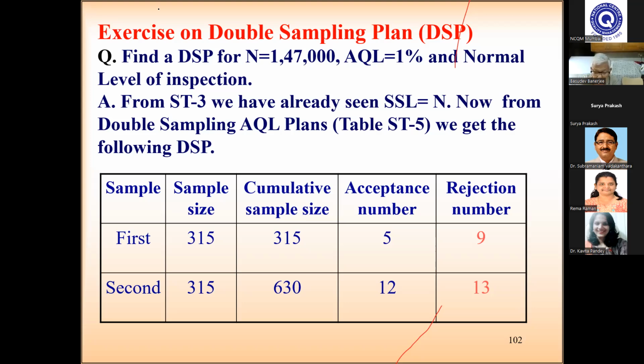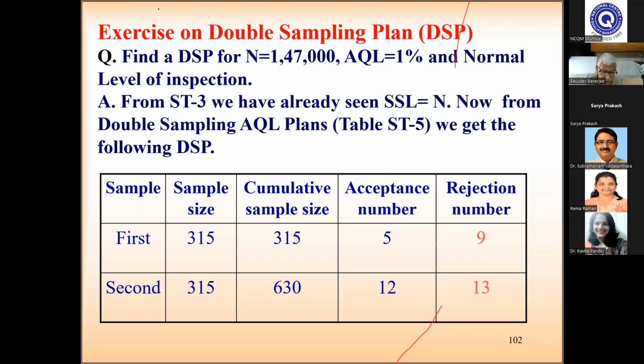There is a little confusion. In the first sample, if the number of defectives is 0, 1, 2, 3, 4, 5, you straight away accept the lot. If it is 9 and above, 9, 10, 11, you straight away reject the lot. If the number of defectives in the first sample is 6 or 7 or 8, you draw a fresh sample of size 315.